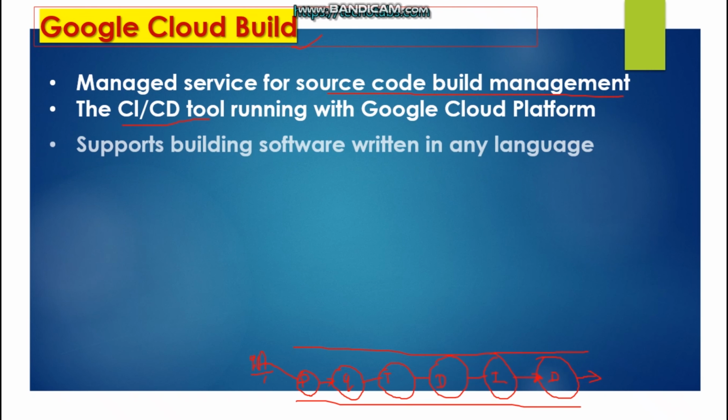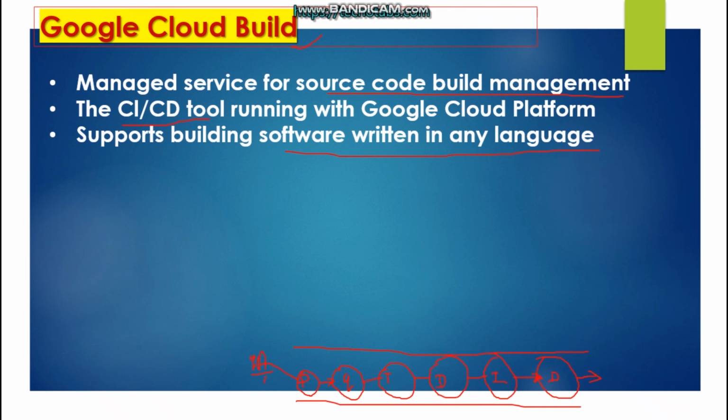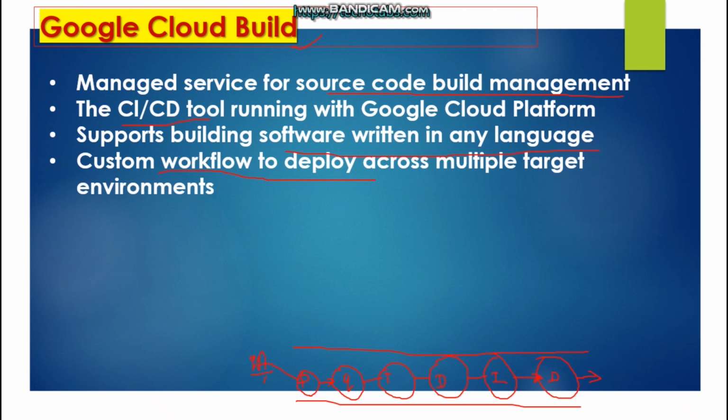All right. So it supports building software written in any language. It doesn't matter whether your code is Java or Python or any other language. You just have to provide the source code location and it will deploy by following all these steps. It's a custom workflow to deploy across multiple target environments. Now you wanted to deploy that code for a QA environment. Similarly, you can deploy your code in the dev environment or in the prod environment, and in any target environment, let it be GCE or GKE or even Cloud Functions.